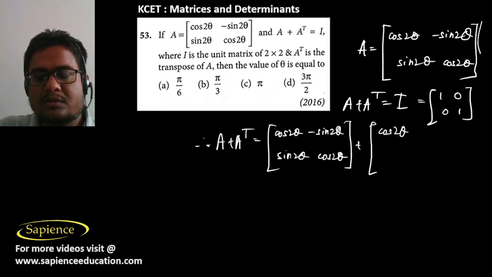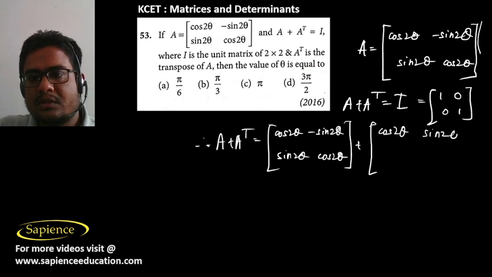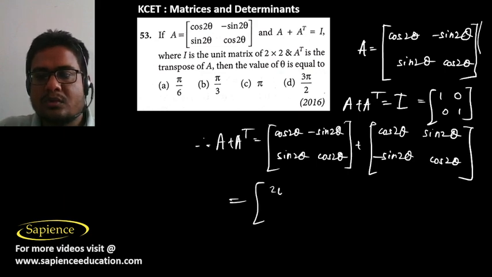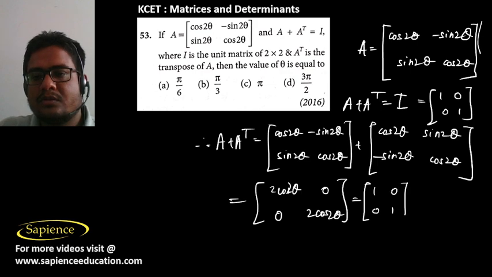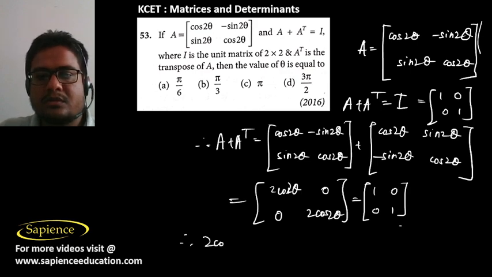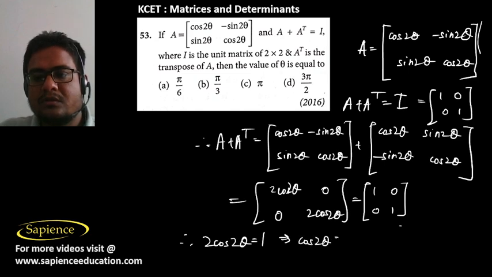cos 2 theta, sin 2 theta, minus sin 2 theta, and cos 2 theta. So this will be equal to 2 cos 2 theta, this will be 0, and this will also be 0, and this will be 2 cos 2 theta. That is equal to 1, 0, 0, 1. So therefore simply we can say that 2 cos 2 theta is equal to 1, so cos 2 theta is equal to half.